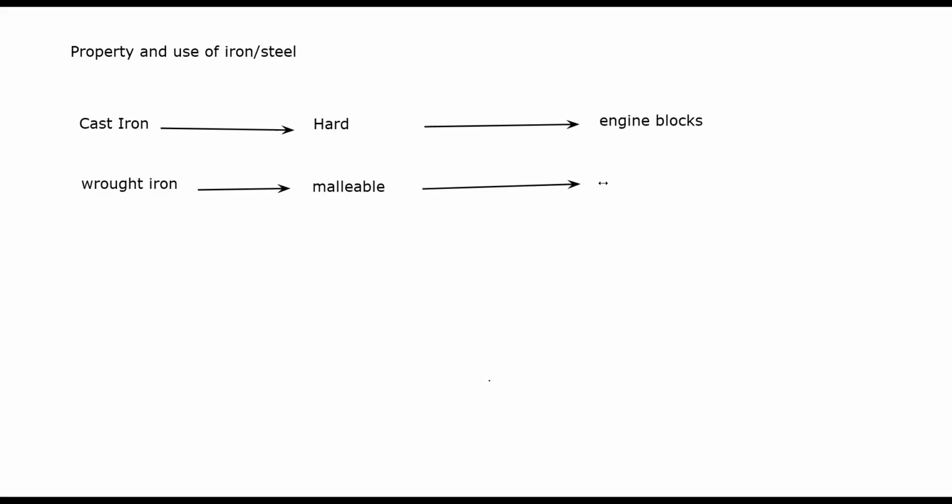So it can be used to make doors or chains. So doors which are made up of iron or chains which are made up of iron, they are made up of wrought iron, means which does not contain carbon.